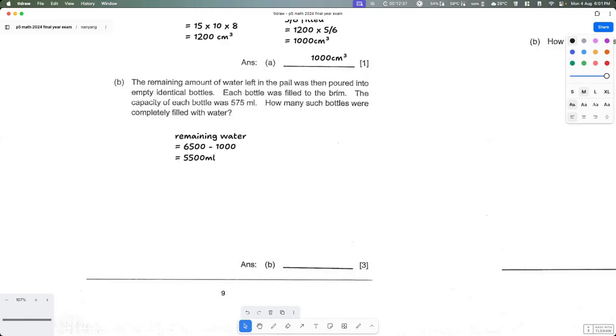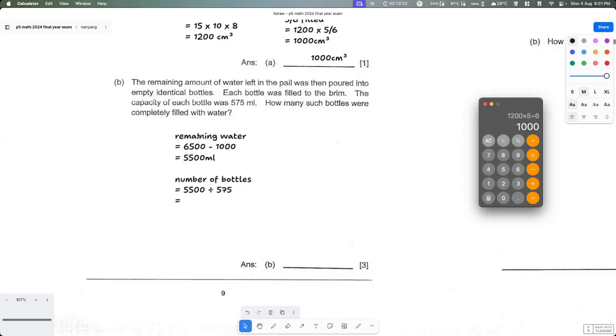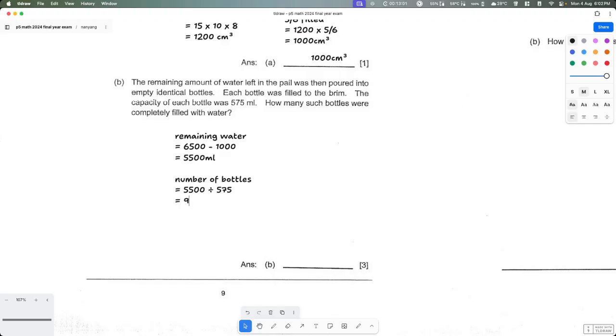Okay, so from here, the number of bottles is equal to 5500 divided by 575. What would this give us? 5500 divided by 575 is 9.56..., and then we just round down to 9 bottles. So that's the answer, 9 bottles.